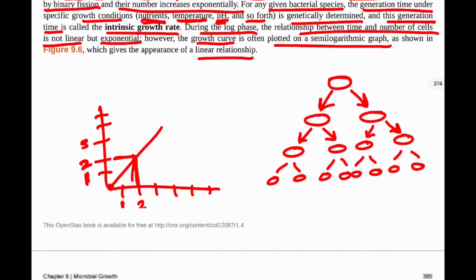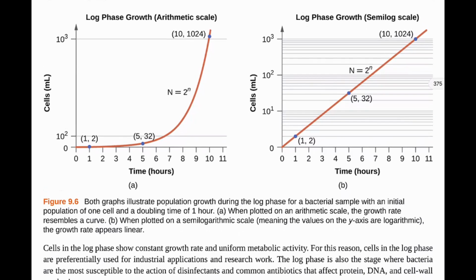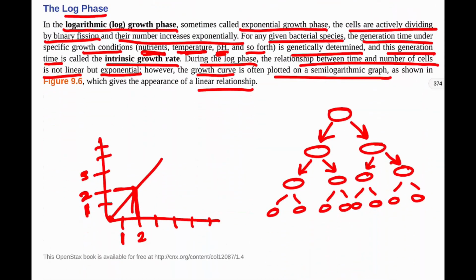So here's actually an image, or some graphs here to show the difference between A, when it's plotted on an arithmetic scale, the growth rate actually resembles a curve, versus B, when plotted on a semi-logarithmic scale, then it appears linear. So we actually see linear growth, even though, as I mentioned here, this is our exponential growth. So when we go from one generation to the next, here we've doubled in size, and then same thing here. When we go from this generation to the next, we've doubled in size.